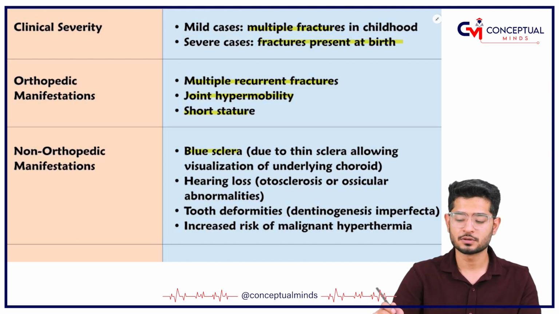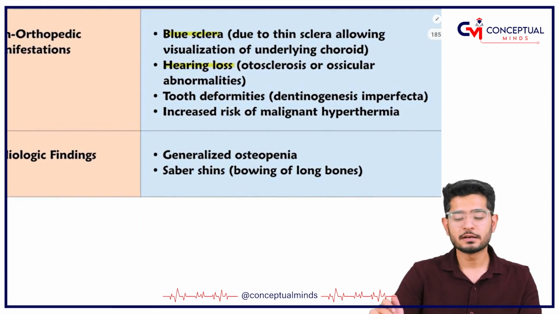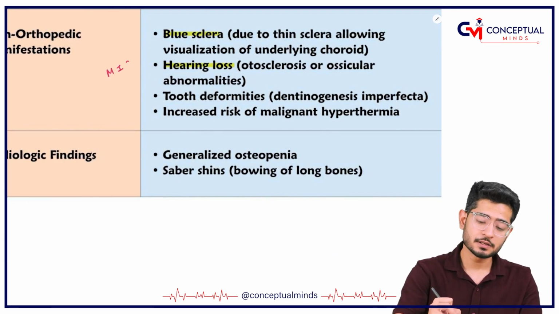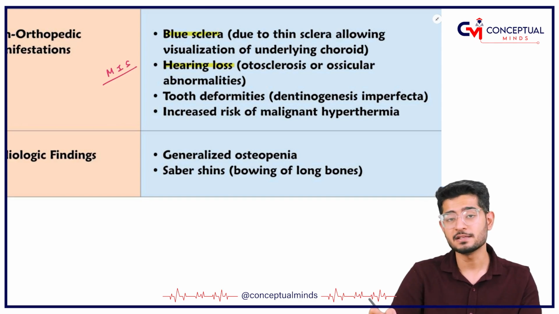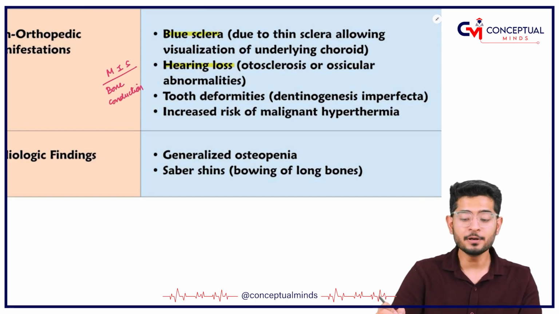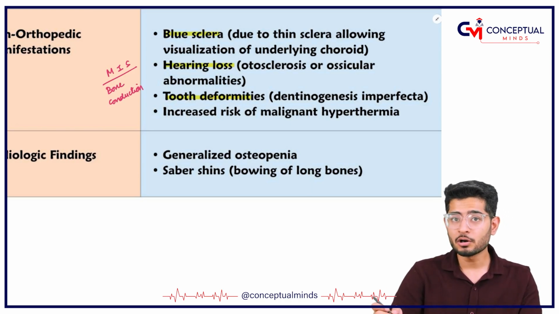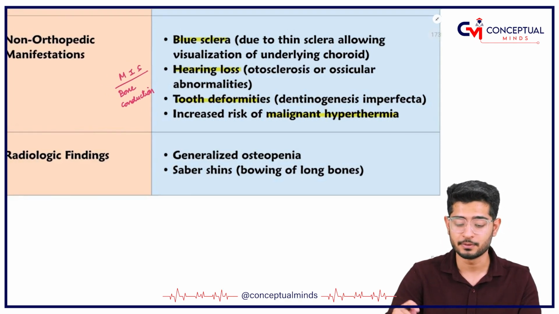What are the non-orthopedic manifestations? Of course, blue sclera is going to be there. Why will there be hearing loss? Because in the ear you have the malleus, incus and stapes, and if these three are not formed properly, bone conduction will be hampered, and there will be hearing loss. There will be tooth deformities also, because the dentin is not properly formed, which is called dentinogenesis imperfecta. There is also an increased risk of malignant hyperthermia, because there is no protective layer of connective tissue available.